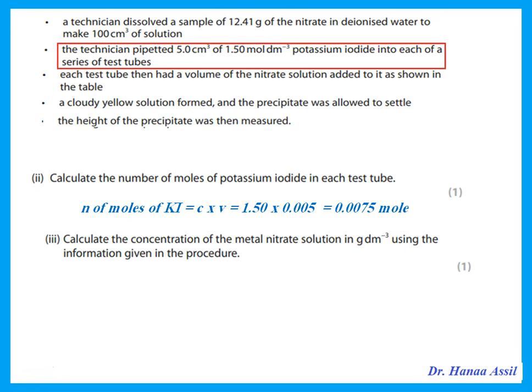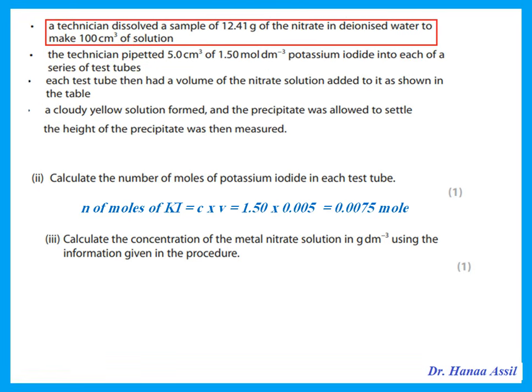Now, calculate the concentration of the metal nitrate in grams per decimeter cubed. So, I know from the top that I have 12.41 grams in 100 centimeter cubed. So, the concentration in decimeter cubed would be the 12.41 over the 0.1, the mass over the volume, that is the concentration in gram per decimeter cubed. So this gives me a concentration of 124.1 gram in a decimeter cubed of solution.